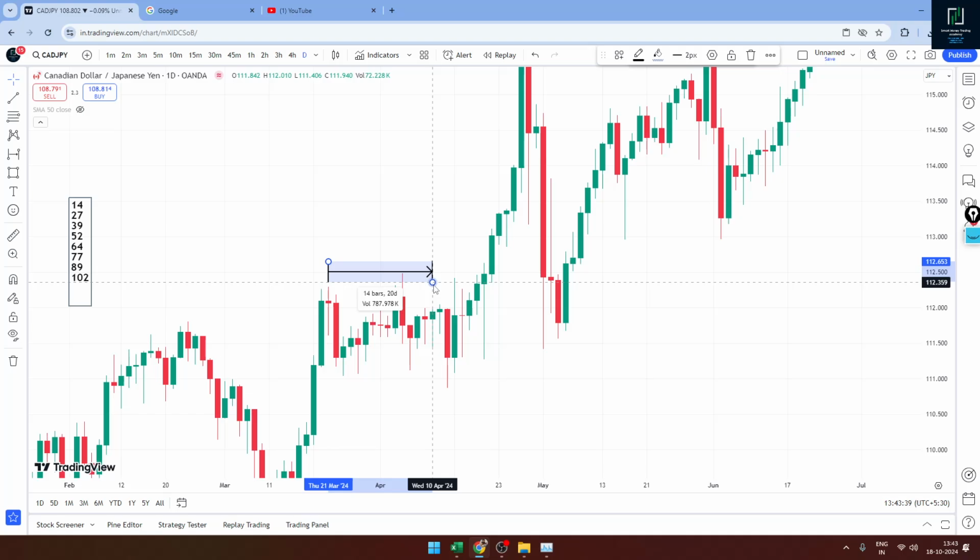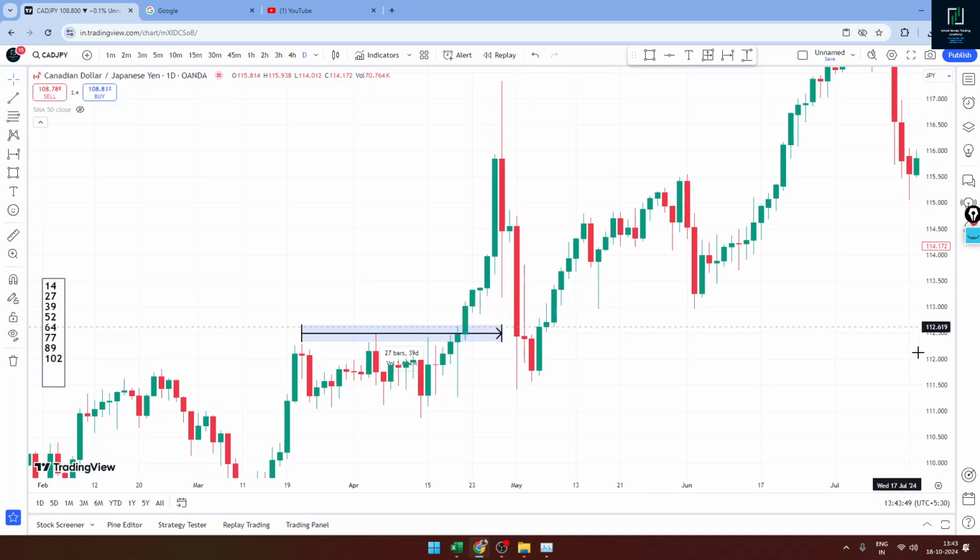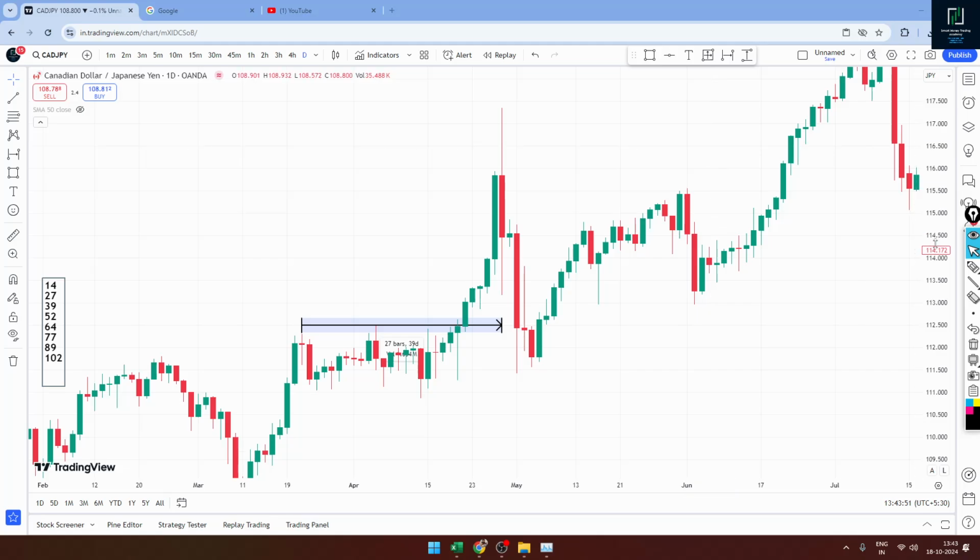Now let's go to the 27th, that is the second day, the 27th date. The 27th candle is this big red candle. This big red candle is the 27th candle. Okay, now that is part of the swing high.